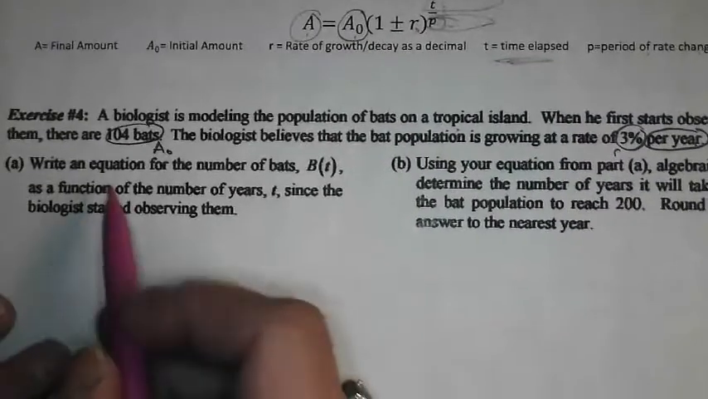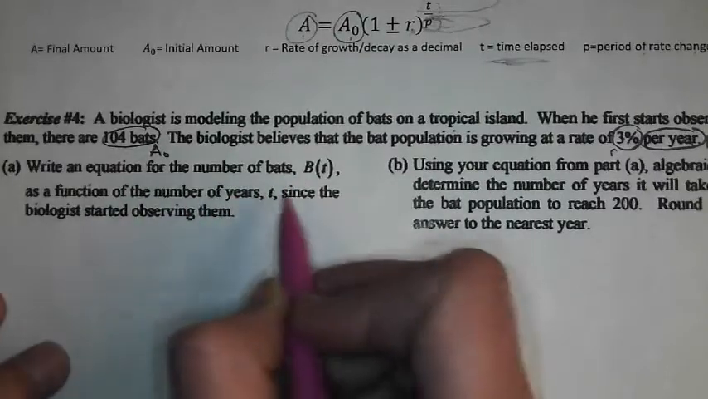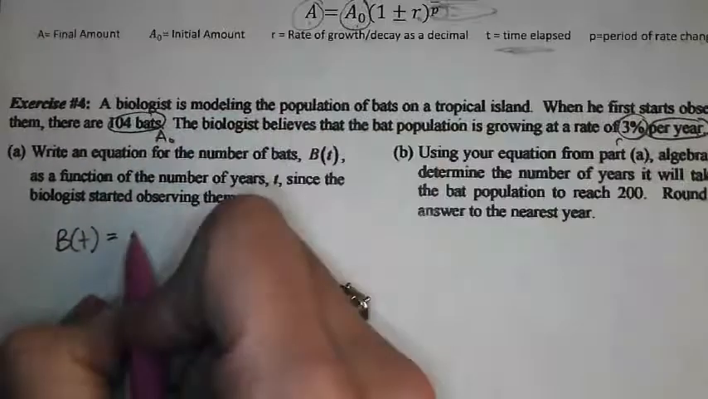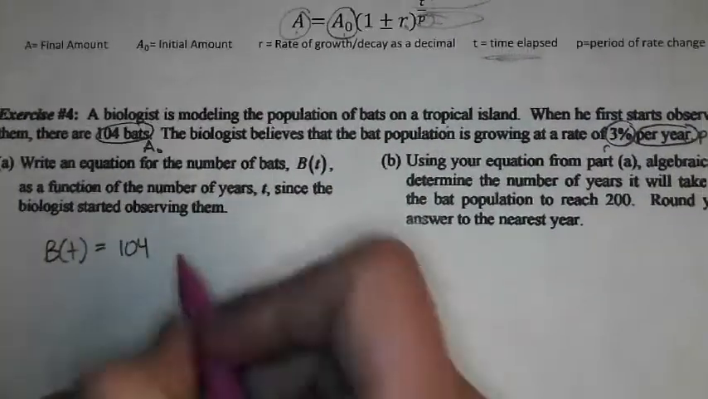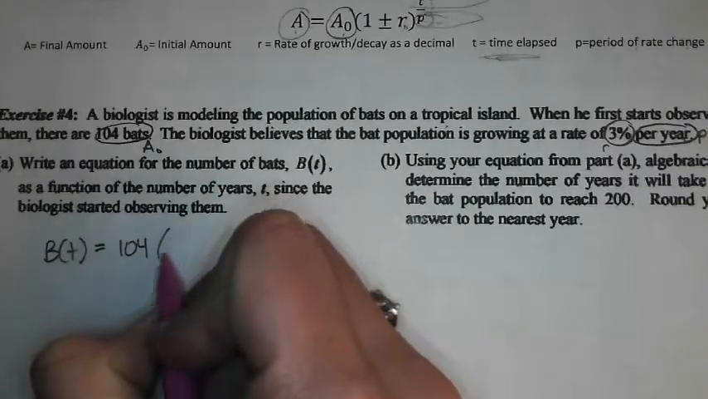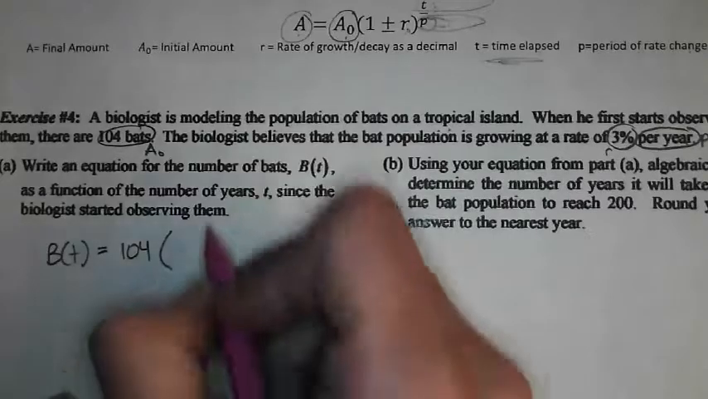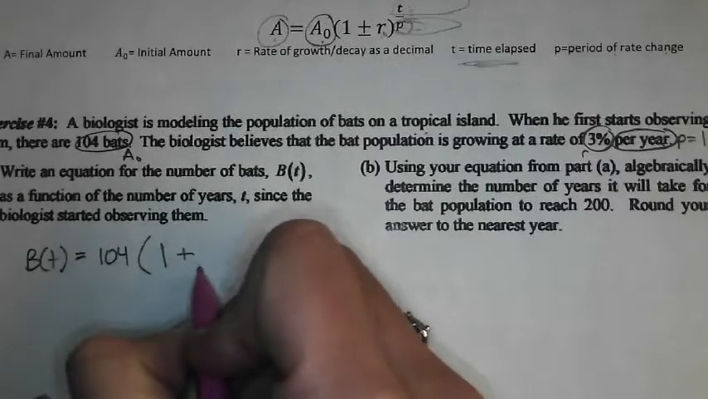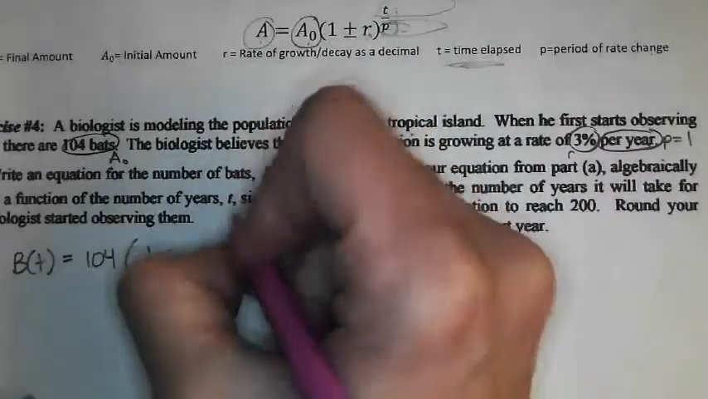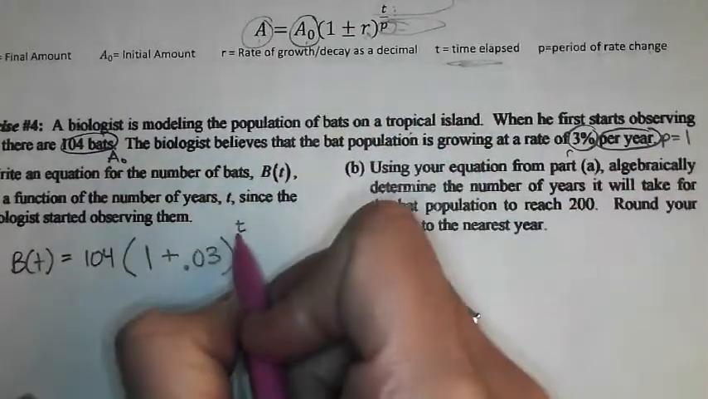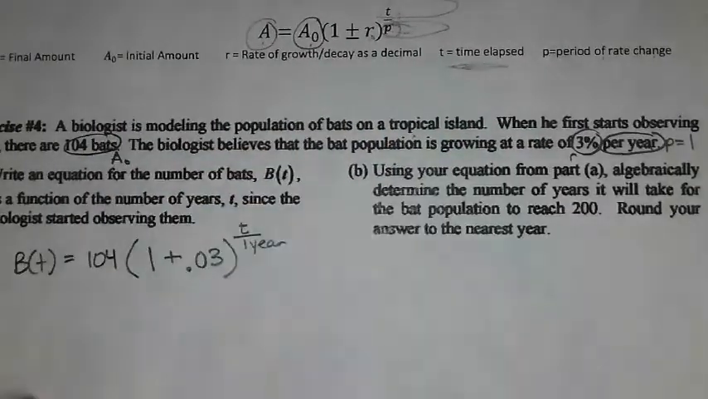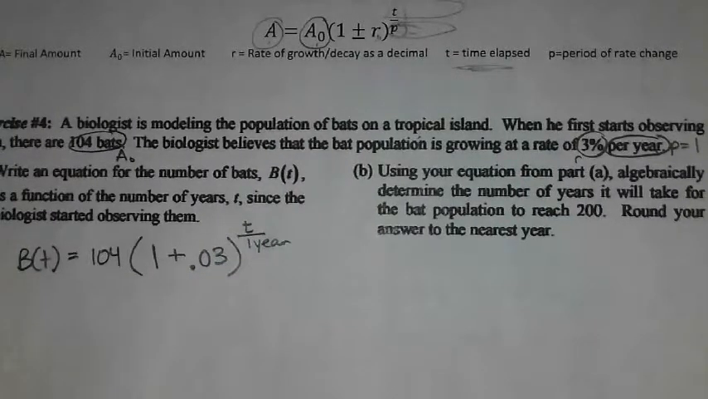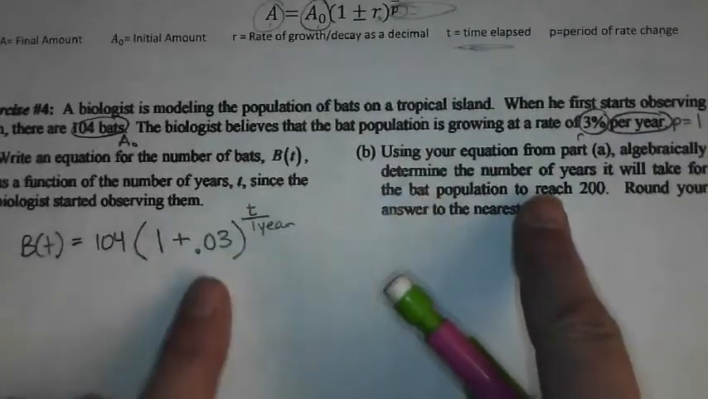So when we go to solve this, write an equation for the number of bats, B of T, as a function of the number of years. So B of T equals, the number of bats equals, A sub 0 is 104 bats, that's how much we start with. Now the plus or minus is because you're either growing or decaying. What's happening to the population? Is it growing or decaying? So you use plus. Our rate is 0.03, and we're writing this as a function of the number of years, so T over 1 year, because 1 year was our rate growth. Got it?